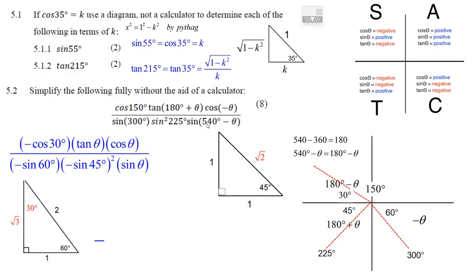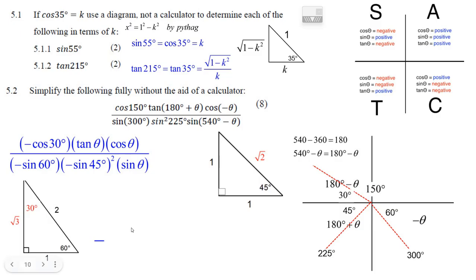The last question, a little bit harder. 540, if I take away 360, it's a fancy way of saying 180. It's in exactly the same place as 180. So this is really 180 minus theta. And 180, bending back in the negative direction to the second quadrant, sine's positive up here, so it's just the sine of theta. There's 6 of your 8 marks just by going to the right place.